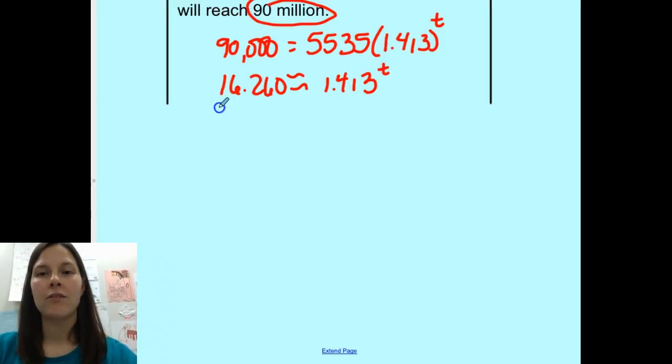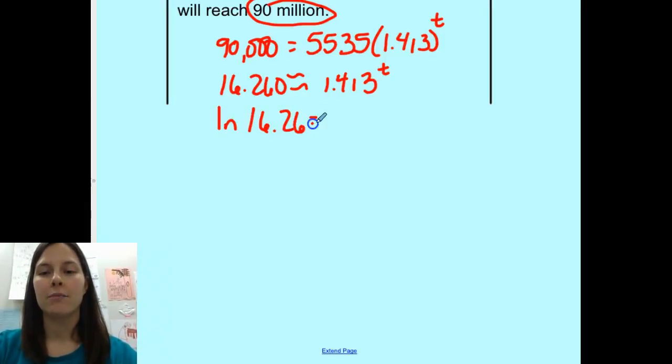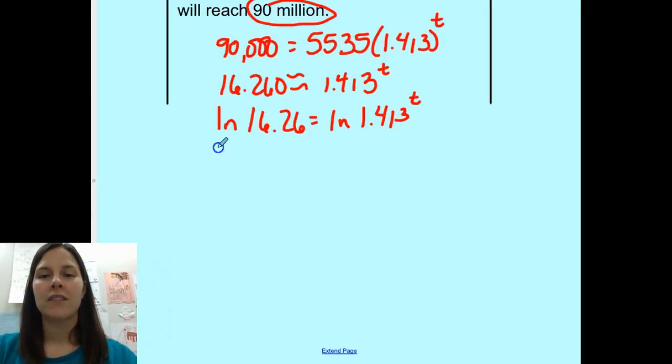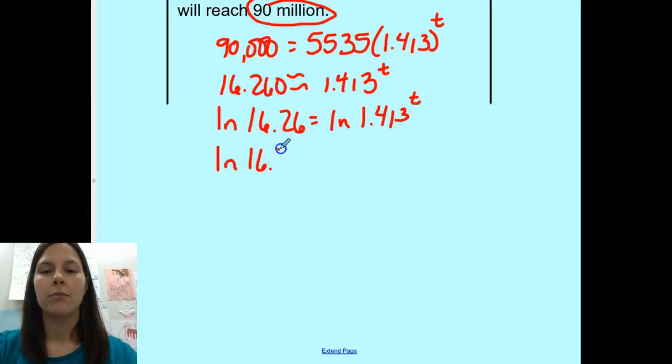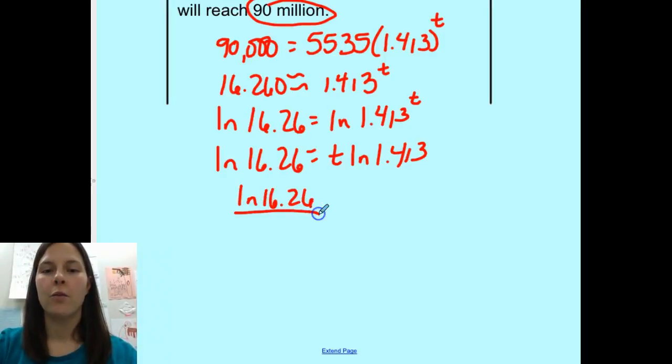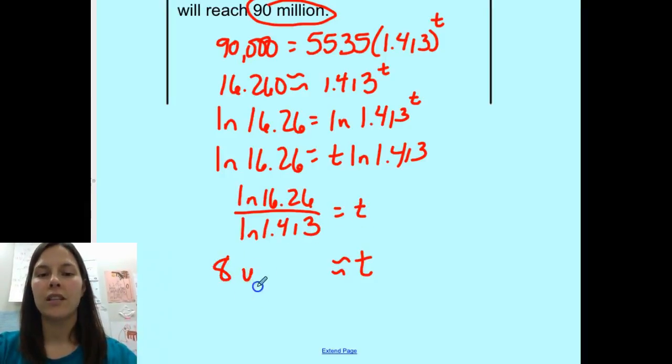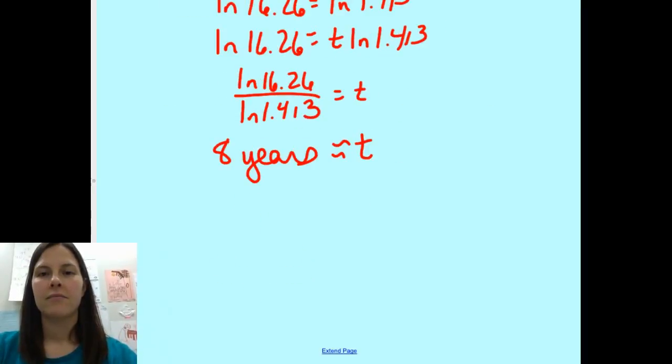To solve an exponential, when the variable is an exponent, we're going to take the log of both sides. You can use log of any base. I'm choosing natural log. You could use common log. You could convert and use log base 1.413. All three of those methods will work. Using the power rule on the right-hand side, I'm going to pull that exponent down as a coefficient and divide both sides by natural log of 1.413. And our answer rounded to the nearest year is 8, which means in the year 2008, there should be about 90 million cell phone subscribers.